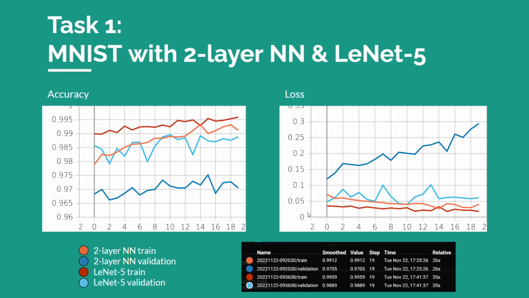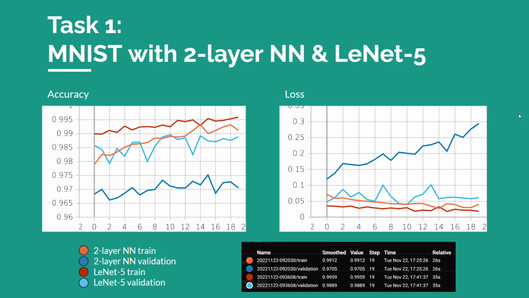So next, moving on to the comparison between the training and validation accuracy and loss between the two-layer network and Lenet-5. From the accuracy graph here, the red line represents the Lenet-5, while the orange line represents the two-layer neural network training. So the Lenet-5 training accuracy is much higher compared to the two-layer neural network training accuracy. So the Lenet-5 model is better in that. And the light blue here is the Lenet-5 validation, while the dark blue is the two-layer neural network validation. In the validation accuracy part, Lenet-5 is also much better than the two-layer neural network.